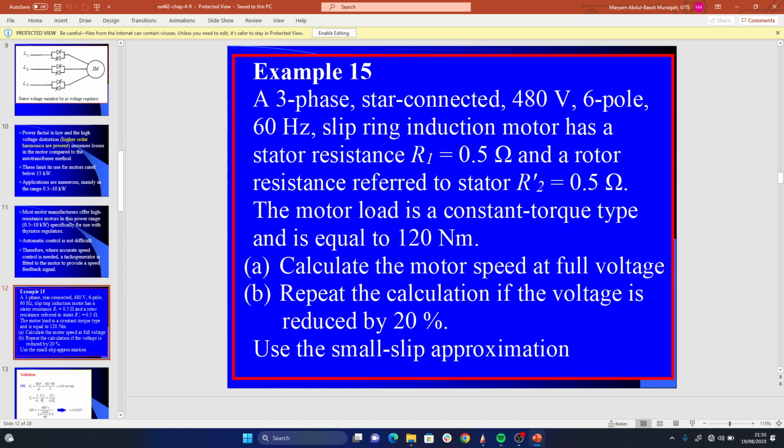Question says that a three-phase star connected 180 volts. Kindly hold on.